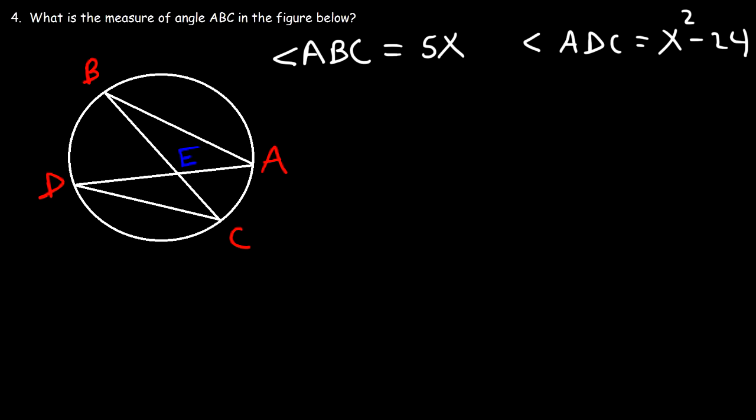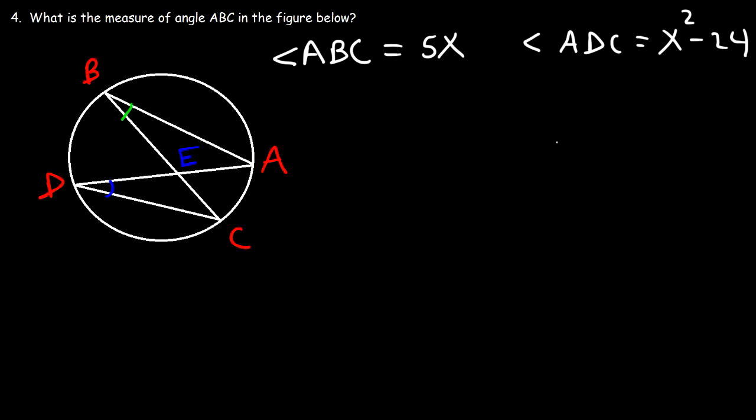Number 4. What is the measure of angle ABC in the figure below? Now, what you need to realize is that angle B and angle D have the same measure. And the reason why that's the case is because they intercept the same arc. Angle B intercepts arc AC. Angle D also intercepts the same arc. So if you have two inscribed angles that share the same arc, those two inscribed angles are congruent.